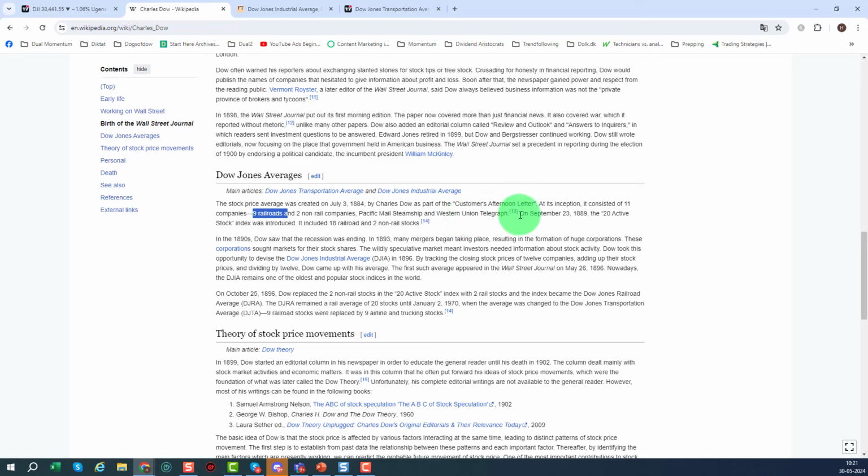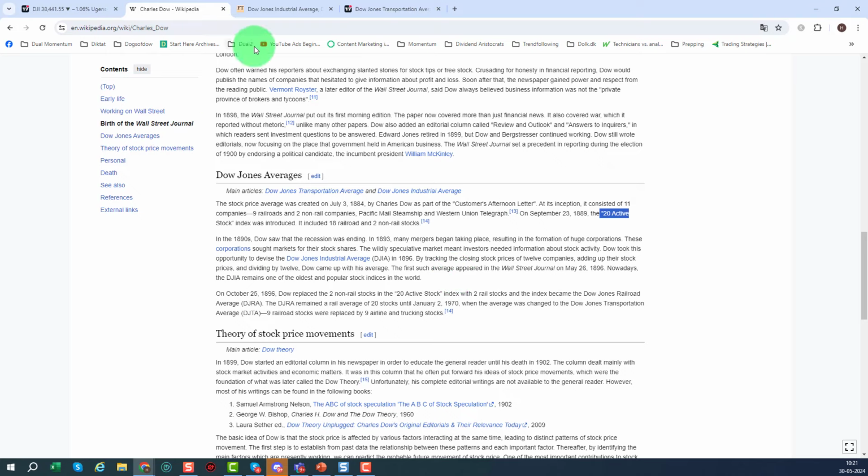He later changed it a couple of times. It ended up as 20 active stocks, which were actually at the end all railroad stocks. And in 1970, I think it was, the name was changed to the Dow Jones Transportation Index. So that was a bit of history.